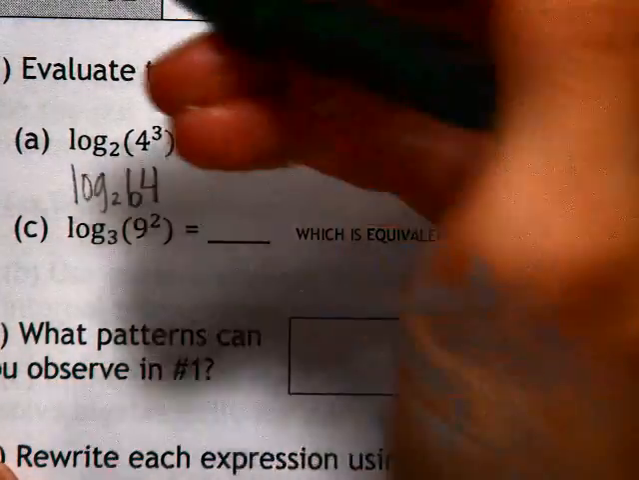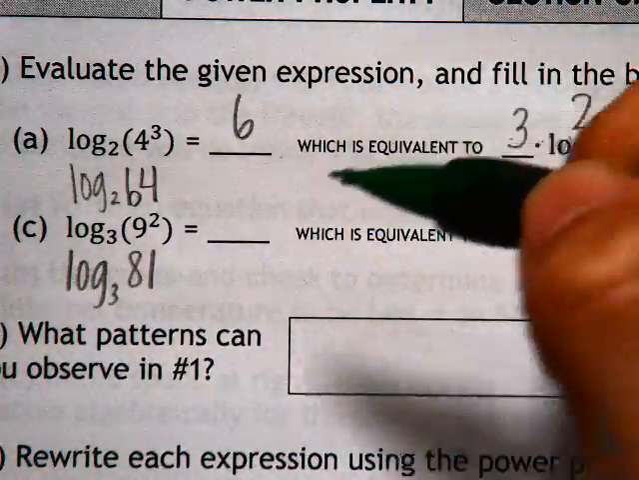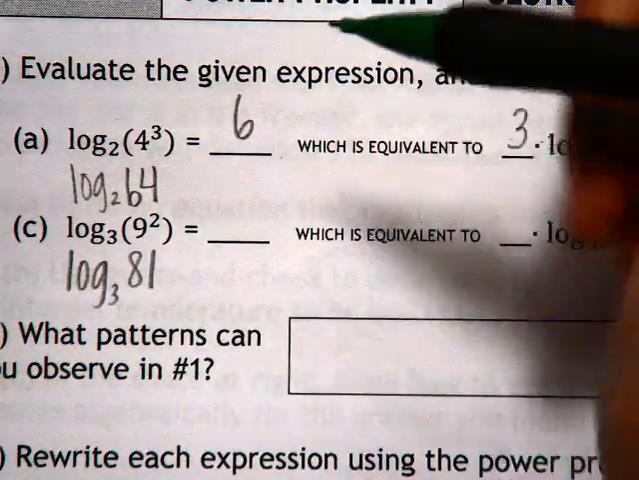Log base 3 of, now 9 squared is 81, so I'm going to rewrite this. And I'm going to ask myself, okay, powers. 3 to the power of what is 81? Well, that's going to be a 4.